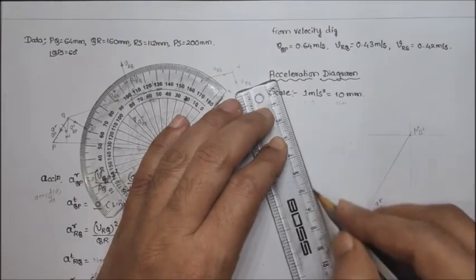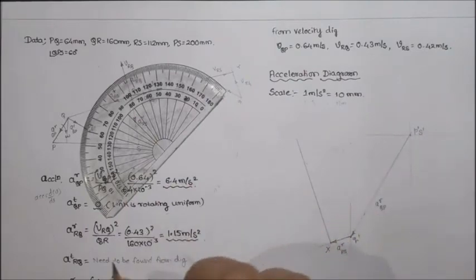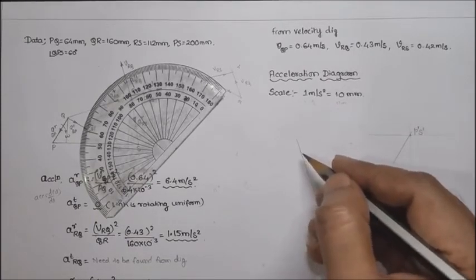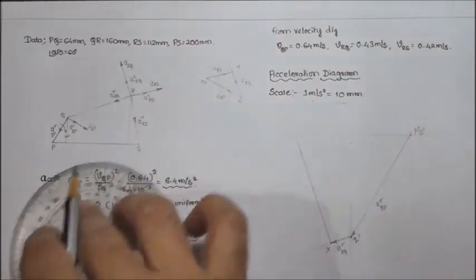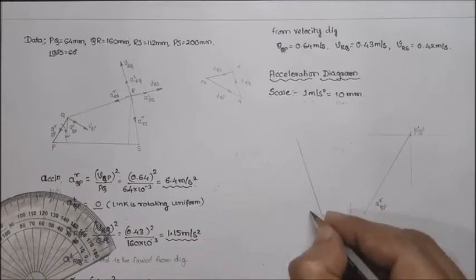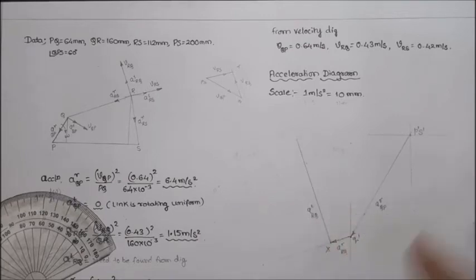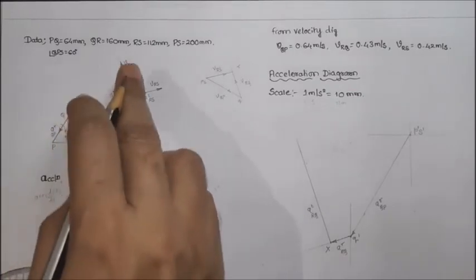This is our tangential component, but we don't know its magnitude. Let it be in the same direction. No need to worry much. Here we don't have the magnitude, but we know its direction, that it is towards that. So here we'll write it as acceleration tangential of r with respect to q.